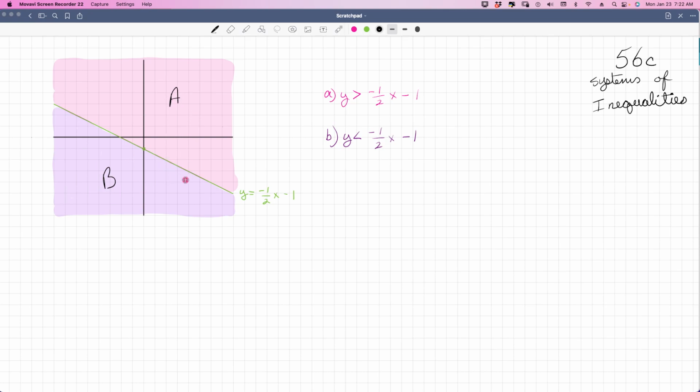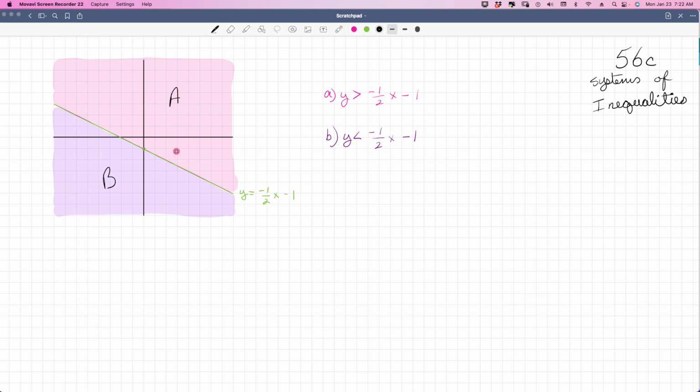Here we have illustrated a line, y equals negative 1/2 x minus 1. That is the green line written here. Our greater than values, y is greater than negative 1/2 x minus 1, is the area A that is above the line. And B is the less than values, the area below the line.